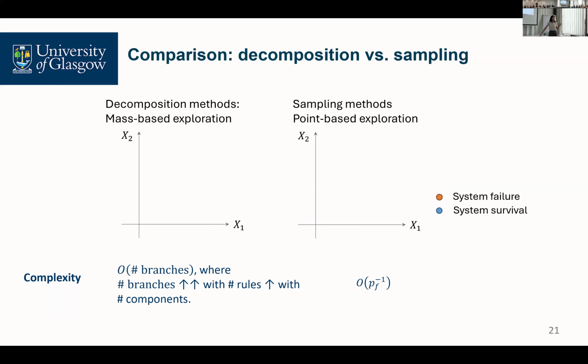If we compare this complexity, in the case of the decomposition method, if we identify that a particular sample belongs to the system failure domain, we automatically conclude that the overall state is a system failure. And if we find a survival sample, then we conclude that the rest of the domain that is better than this state belongs to the survival domain.